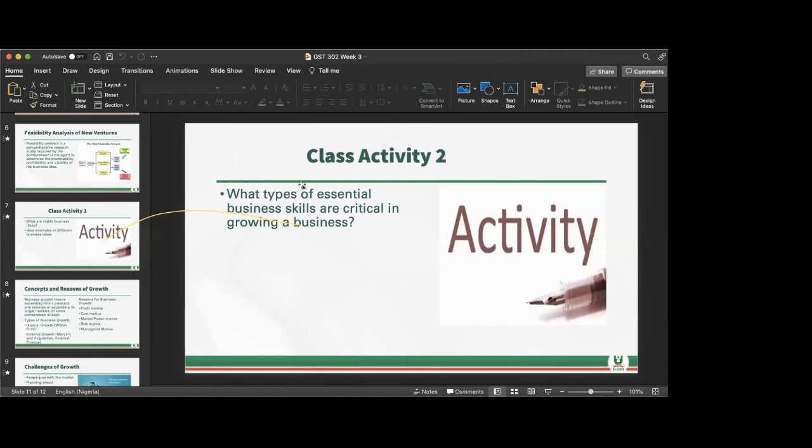Types of essential business skills that are critical in growing a business. I think good customer relationship and staff relationship as well. You know, accessibility as well. Then the ability to retain angry or unsatisfied customers. Do you understand? Then you have to be reliable as well. These are a few things that we look out for in individuals when we want to get things from the market and all that.